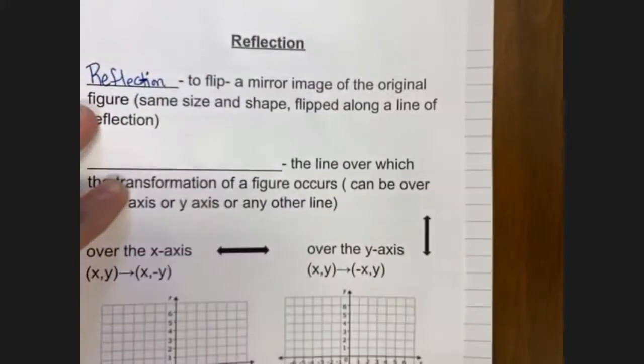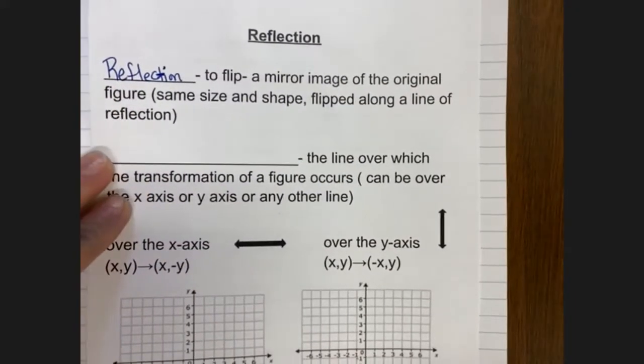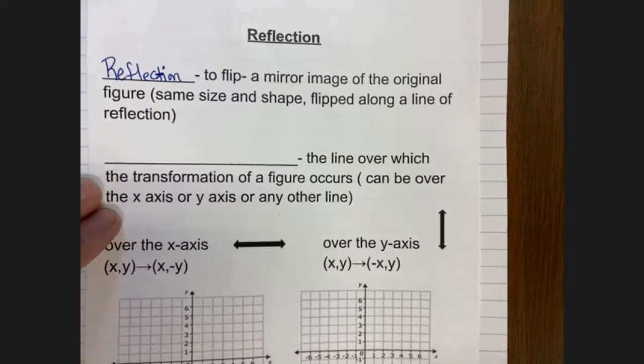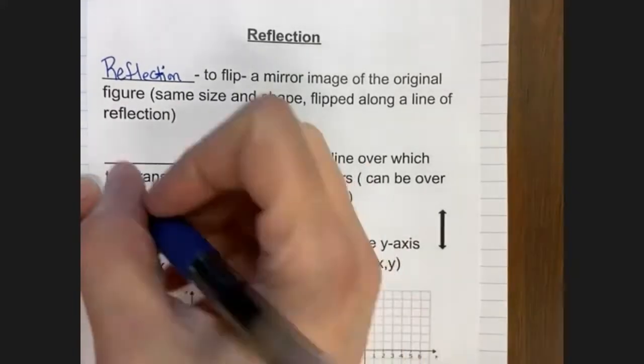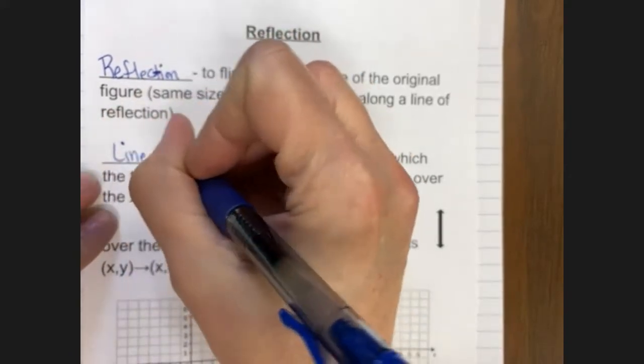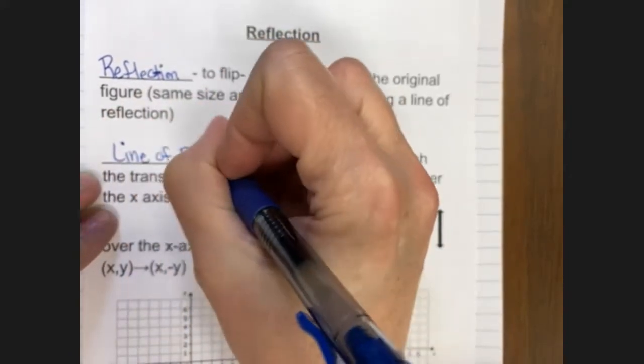Reflection. To flip, or a mirror image of the original figure. That figure is going to stay the same size and shape, just like it did with the translation. But we're going to be flipping it along a line of reflection. So that line, whatever line I've drawn for you, is going to be about which you're going to flip the object. So this is called a line of reflection.